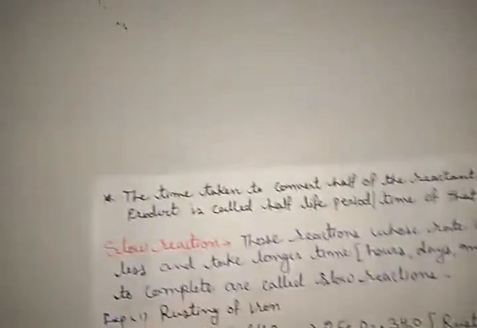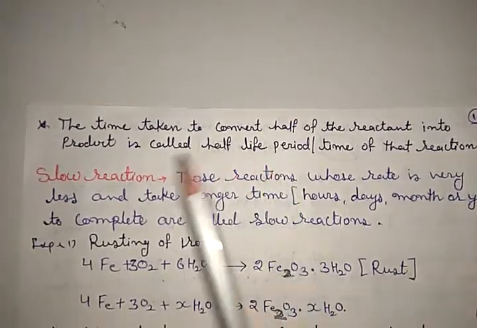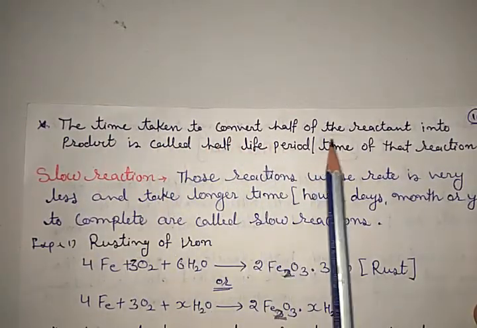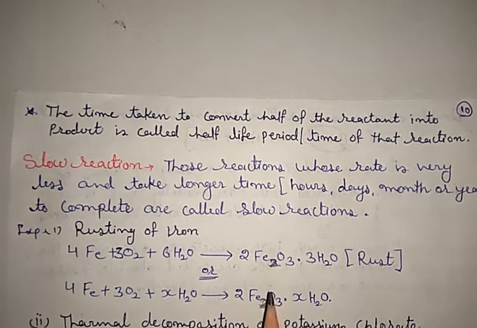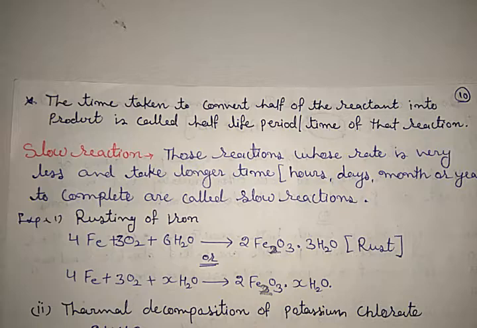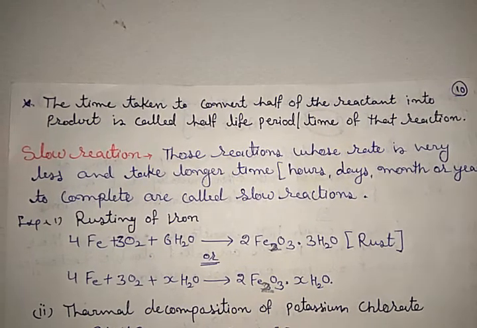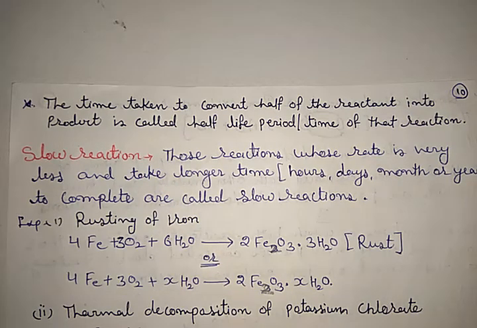Now the question comes to our mind: what is half-life time? The time taken to convert half of the reactant into product is known as its half-life period or half-life time. Suppose we take 1 gram of any substance, then the time taken to convert 0.5 gram into product is known as its half-life time. So those are examples of fast reaction.